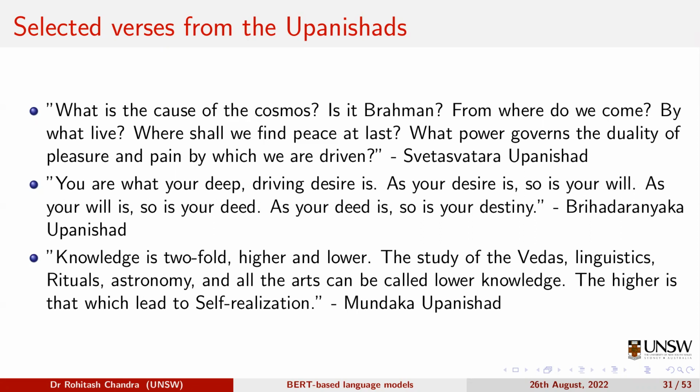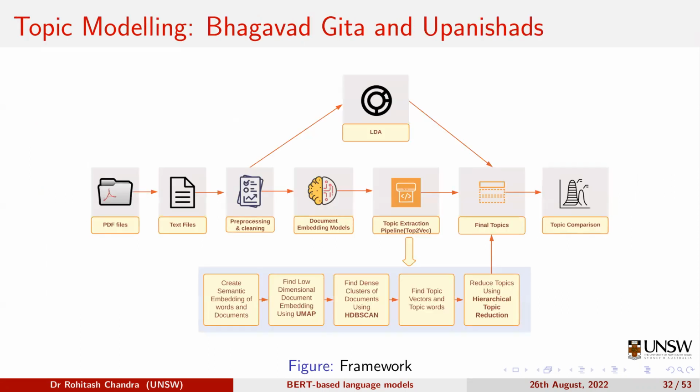Brihadaranyaka Upanishad. And knowledge is twofold, higher and lower. The study of the Vedas, linguistics, rituals, astronomy, and all the arts is called lower knowledge. The higher is that which leads to self-realization. According to the Mundaka Upanishad, IIT Guwahati is mostly studying the lower knowledge. Sorry about that. But yes, this is what the philosophers back in the days were concerned about. For them, to be an engineer and a scientist was not that important. It was more important to know who you are and understand human psychology and consciousness.